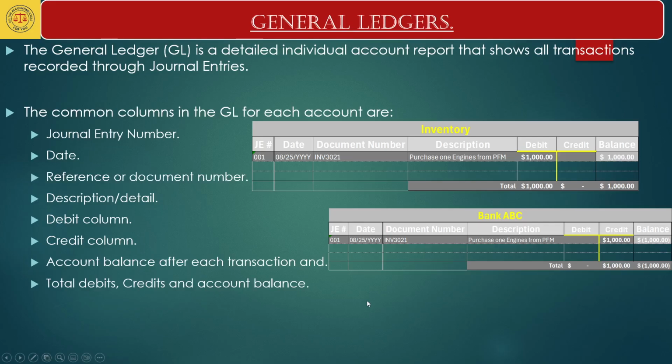Total debits, total credits, and account balance is the one that I already mentioned to you. Total debits, total credits, and account balance. So that's what we have to say about the general ledger.